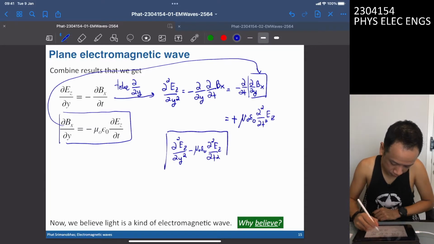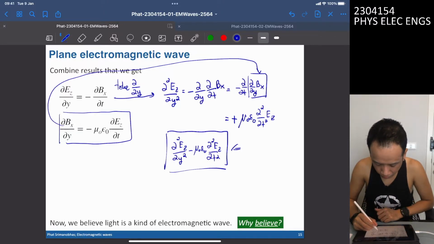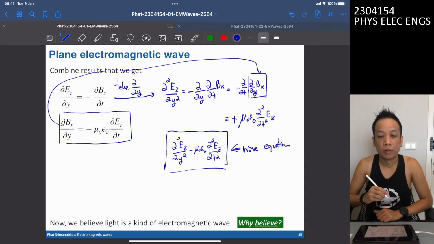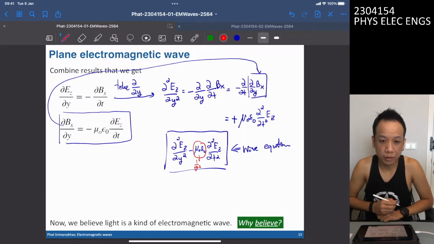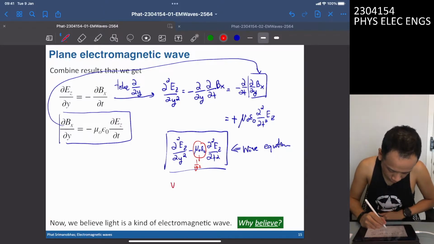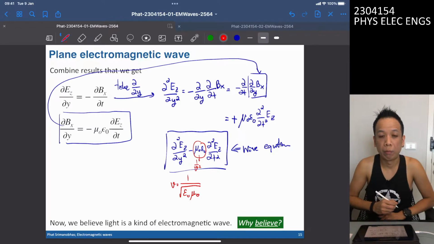Okay. Then you have that. And you see that this is the form of the wave equation, right? And you also know that if this is the wave equation, this term becomes 1 over v squared, or v equals 1 over the square root of epsilon 0 mu 0.